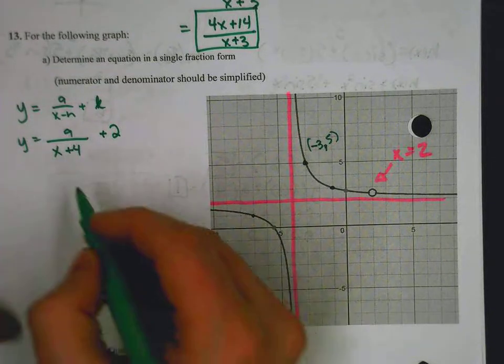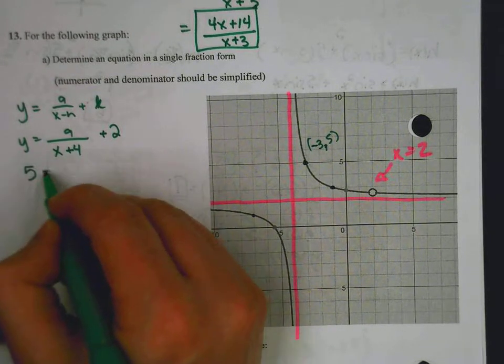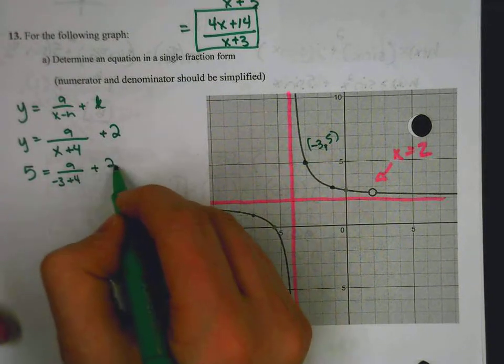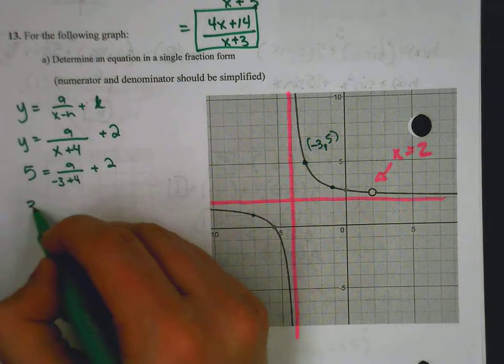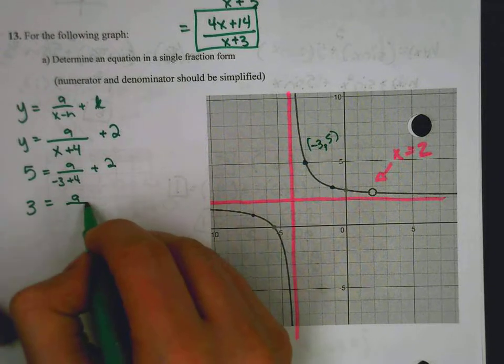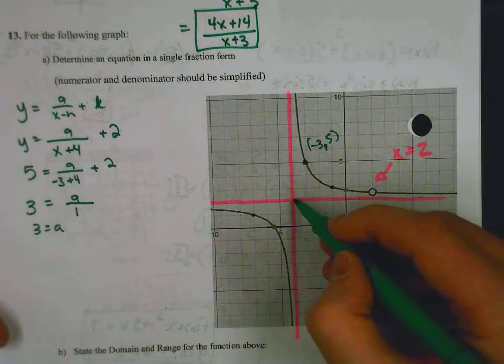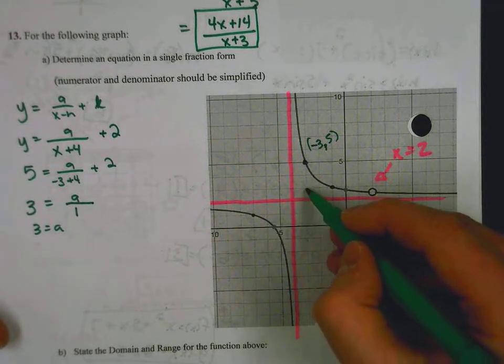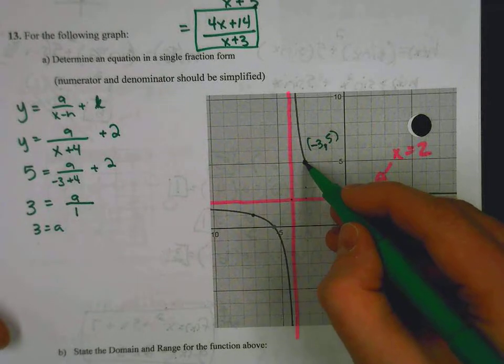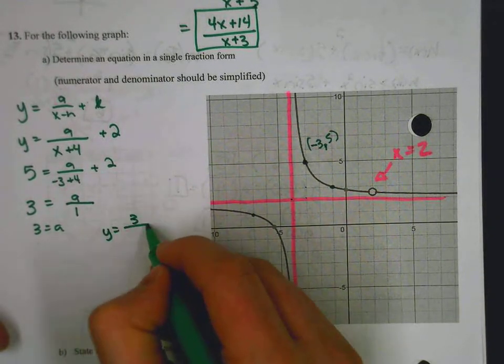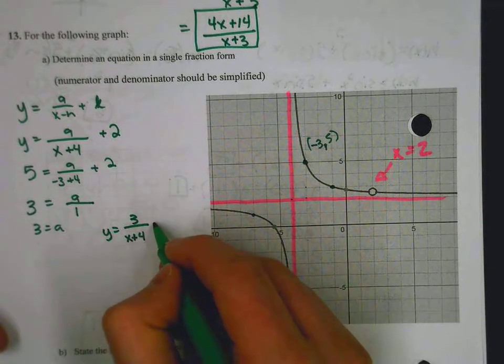But let's plug in a -3 and say that a 5 comes out. -3 plus 4 plus 2. We can subtract the 2 over to make it a 3. That equals an a divided by a 1. And in fact, an a is a 3. That kind of makes sense because from our new origin, 1 over should be 1 up, but it's actually 1, 2, 3 up. Vertical stretch by a factor of 3. So our equation now becomes y equals 3 over x plus 4 plus 2.